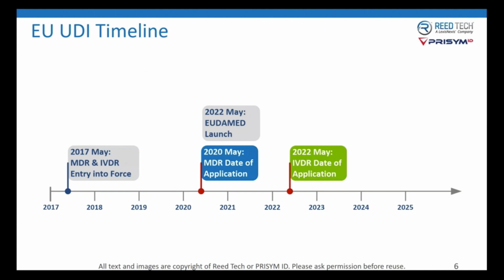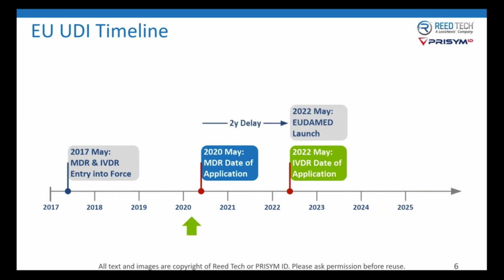If you had any exposure to timing regulations, you'll notice these 3 major events: the coming into force of the MDR and IVDR in 2017, the date of application for the MDR in May 2020, and the date of application for the IVDR, the in vitro diagnostic regulation, 2 years later. Originally, the UDIMED launch was to be in concert with the date of application with MDR. Now it's shoved back 2 years, so there's a 2-year delay. And we're sitting just 3 months away. It really comes down to like 96 days.